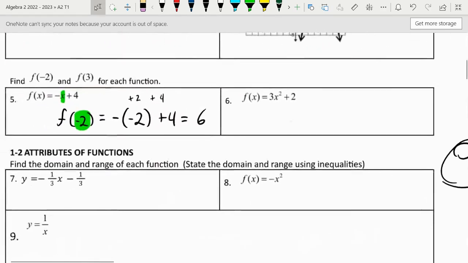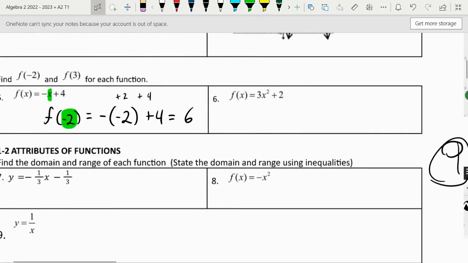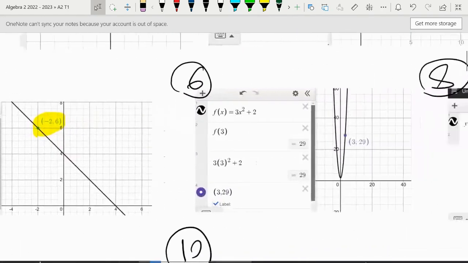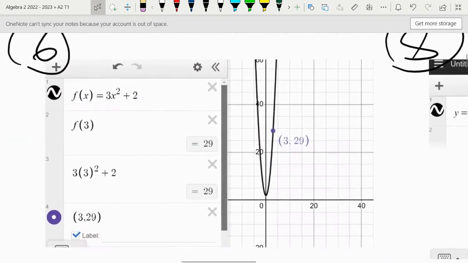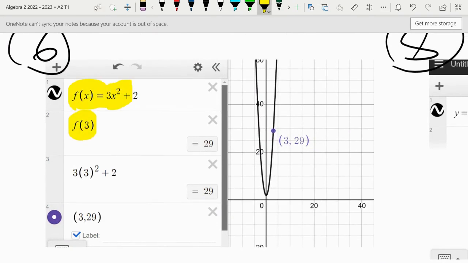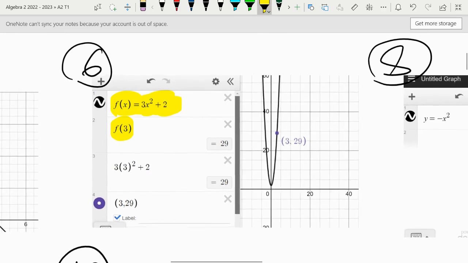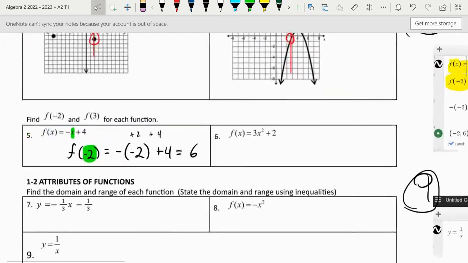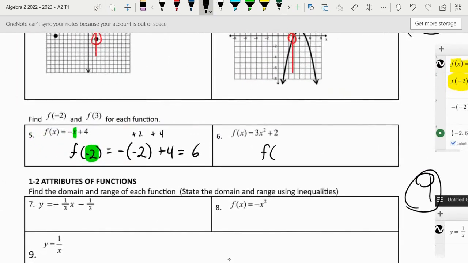For number 6, once again, you can do it by hand, but I just went ahead and typed it into Desmos, plugged in f of 3, and I got 29. So in general, I would use Desmos because it's really straightforward. If you're given a function and you want to know what is f of whatever input that you want, there's a really easy way to get that. So I got 29 for that. Please keep in mind that you do need to find both for both functions. So I did not give you the full answer for 5 and 6. You do need to find both for both functions.